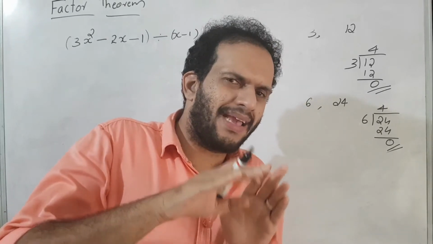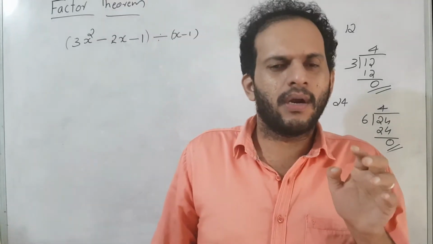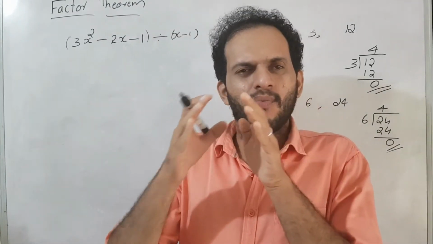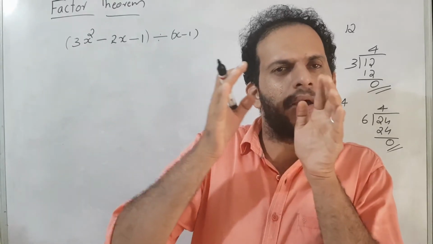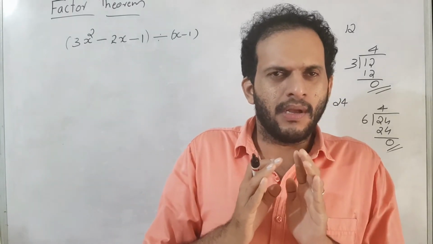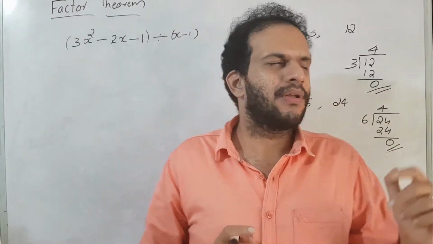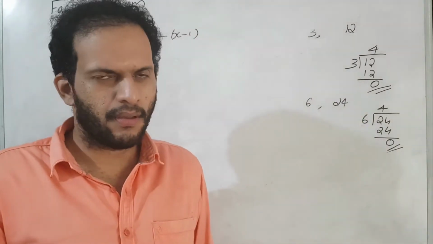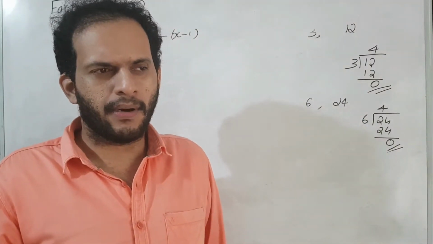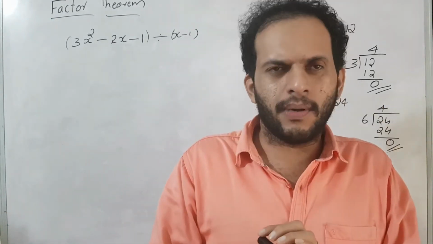When we conclude one number is a factor of another, if we divide the second number by the first and we get the remainder 0, then we conclude the first one is a factor of the second. Correct?